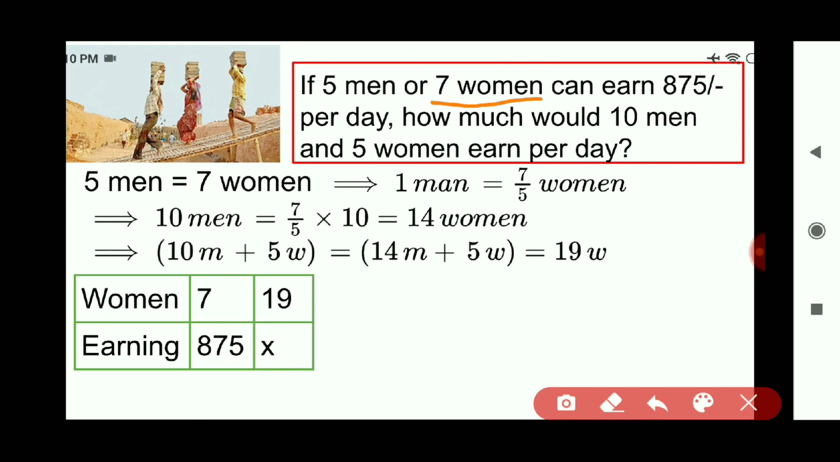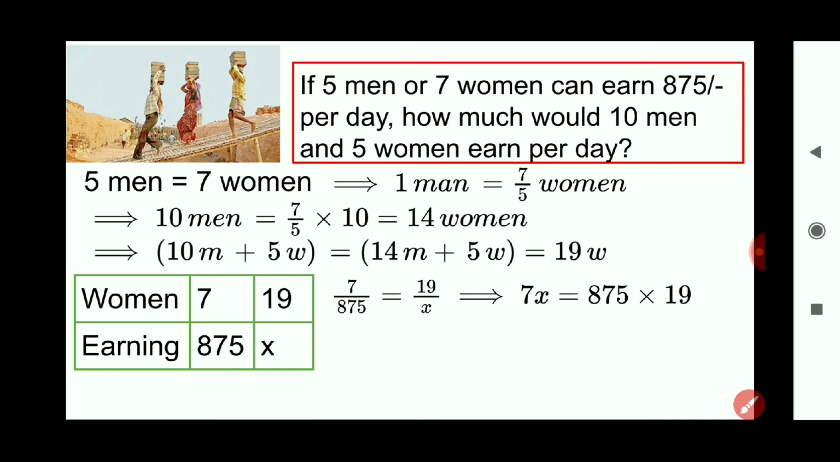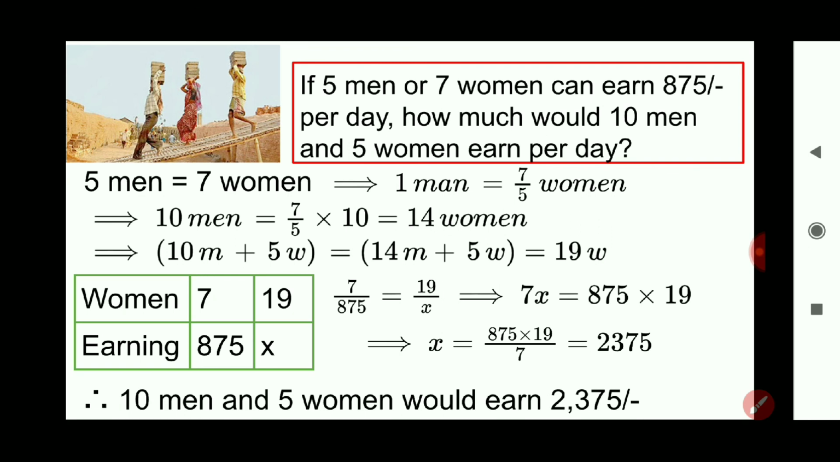Observe here, 7 women earn 875 rupees. So the question is 19 women earn X rupees. Because it is direct proportion, we can write it as 7 by 875 is equal to 19 by X. By cross multiplication, 7x is equal to 875 into 19. Then x is equal to 2375. Hence, 10 men and 5 women would earn 2375 rupees.